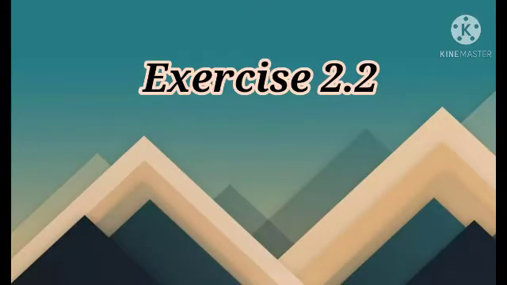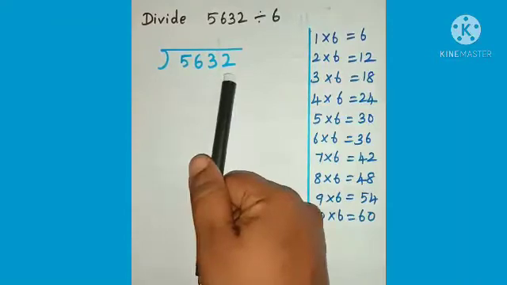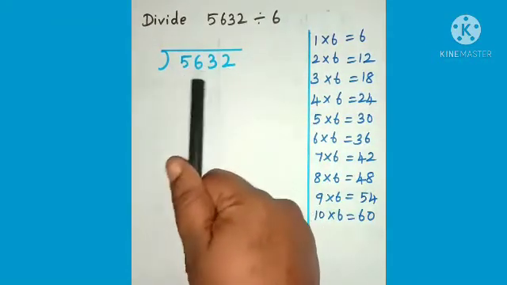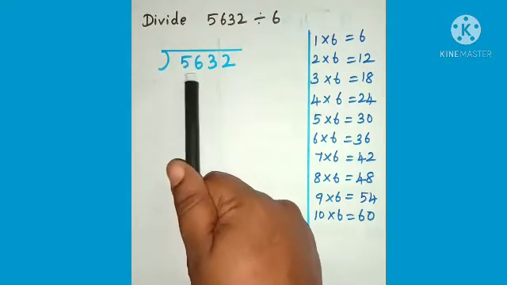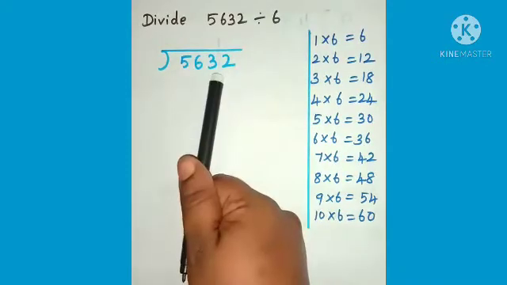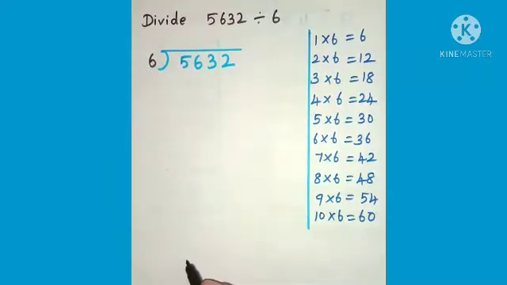Children, now let us see dividing a 4-digit number by a 1-digit number. Exercise 2.2. Children, let us divide 4-digit numbers by a 1-digit number. Here 5632 is a 4-digit number, isn't it? 1, 2, 3, 4. 4-digit number. We can read it as 5632, and it is divided by 6, where 6 is the divisor.